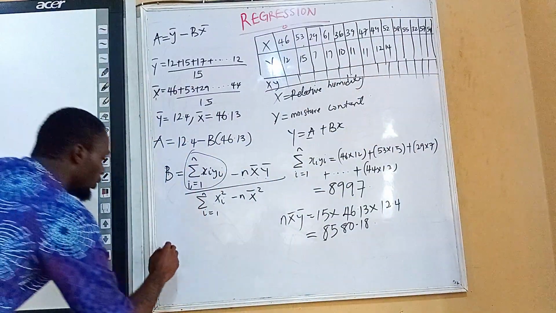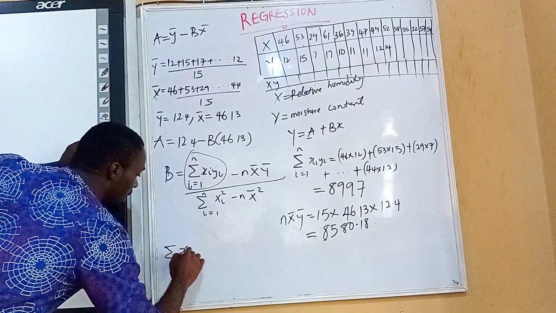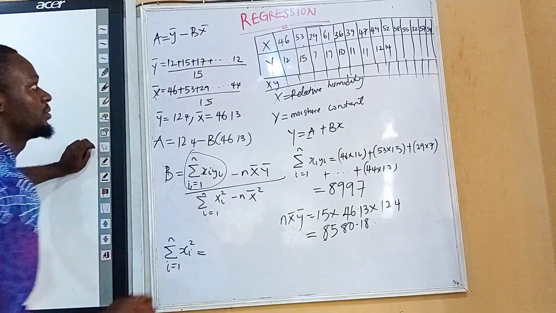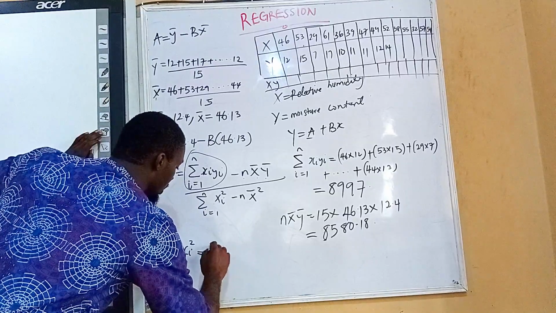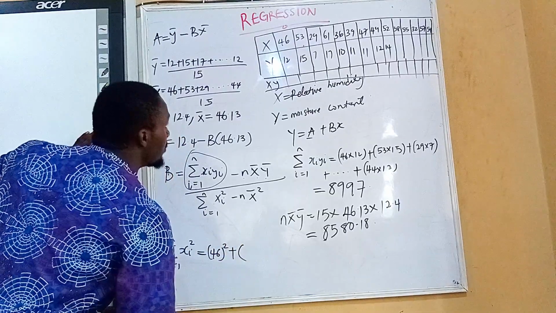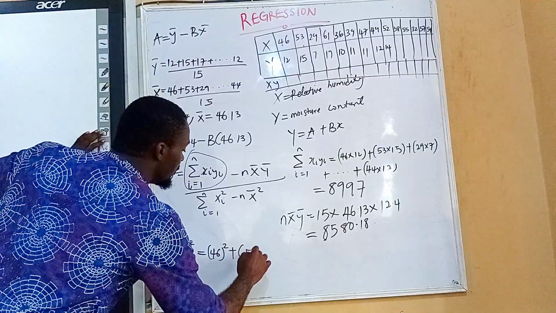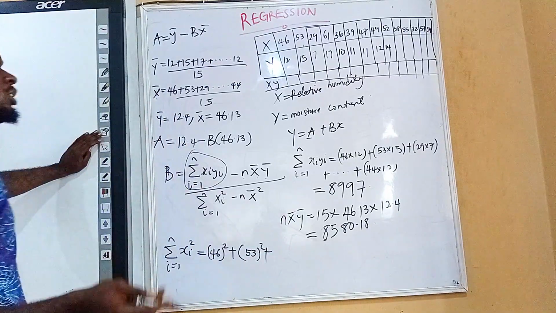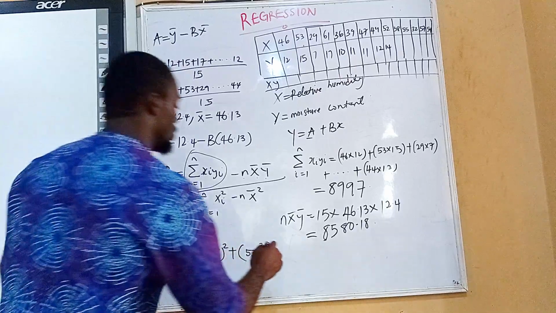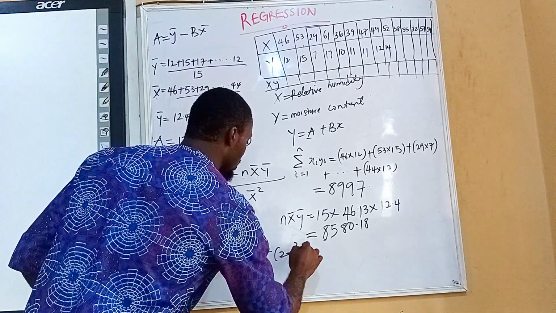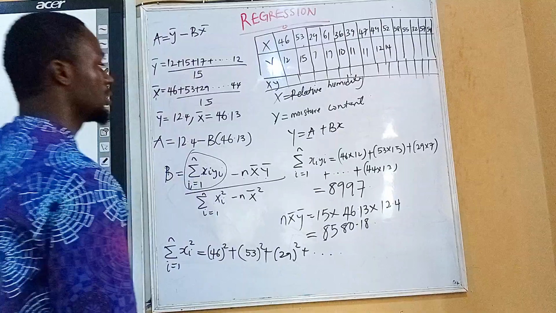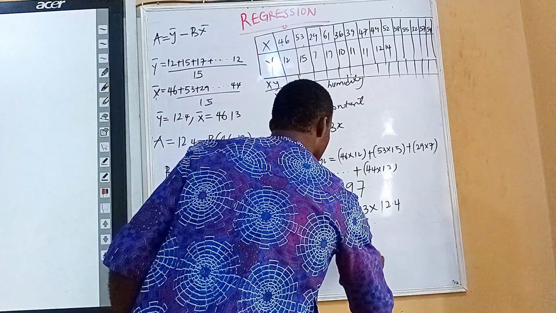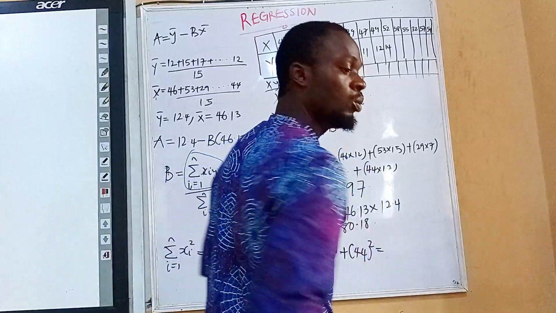So for the summation of xi squared, we have 46 squared plus 53 squared plus 29 squared, up to the last one, which is 44 squared.